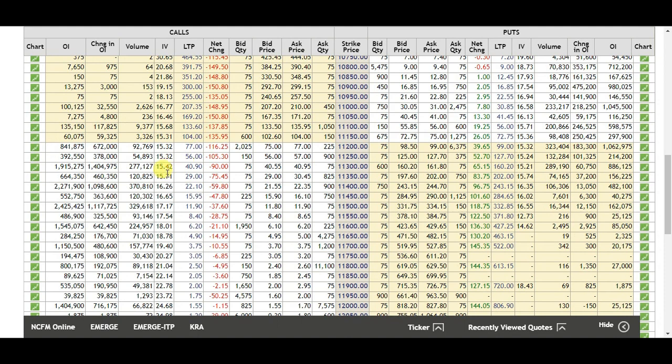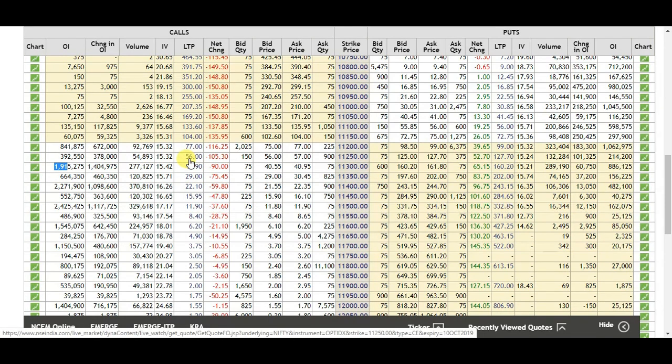Now if we see the upper side at 11,300, we can see the change in open interest is almost 14 lakh contracts, and the cumulative open interest is almost 19 lakh contracts. So this is a very big number. So 11,300 is going to be our first resistance for the 6th of October.